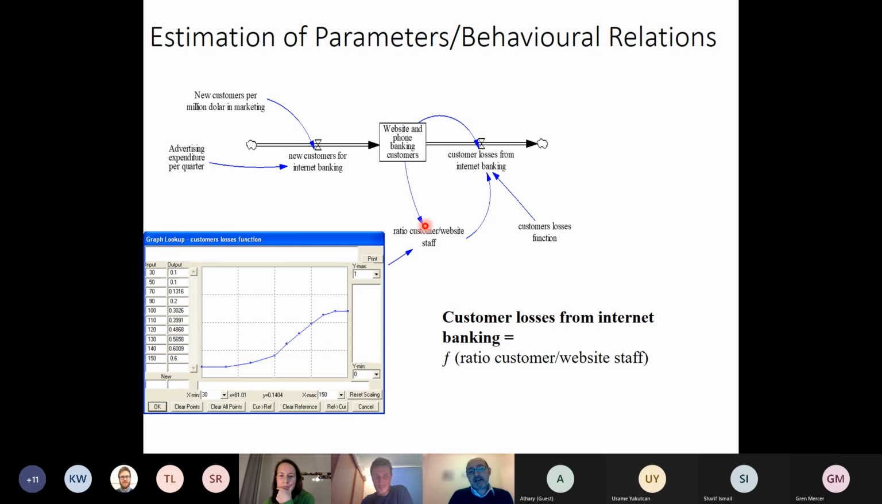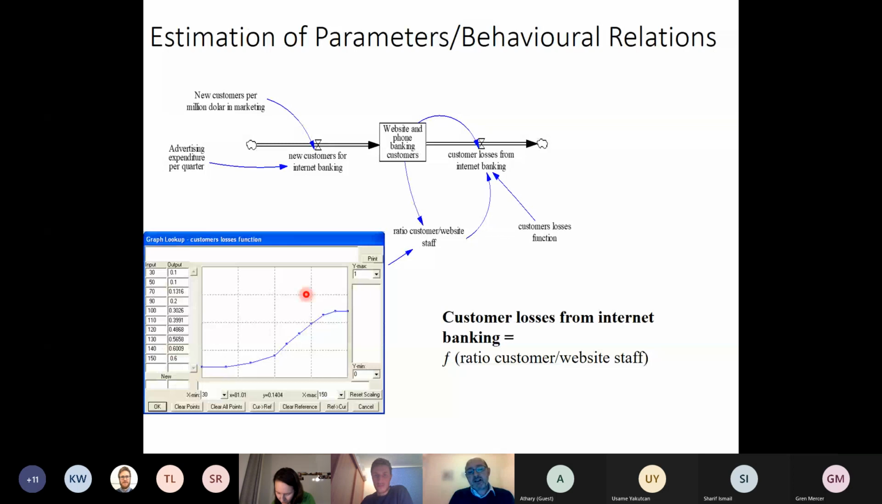And this table basically is telling you the operating constraint here, that this ratio in terms of customers and staff, if you have 30 customers for each member of the staff, you will lose 10% of your banking customers. If you have 150 customers per staff, you will lose 60% of your customers at any moment in time.